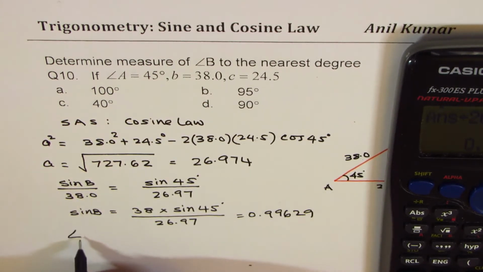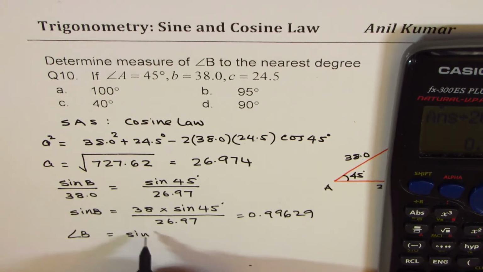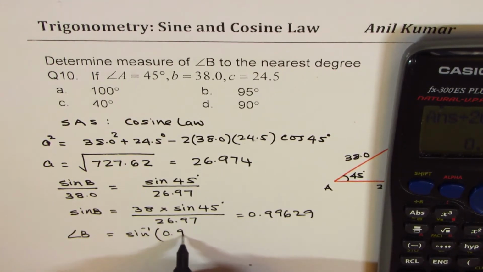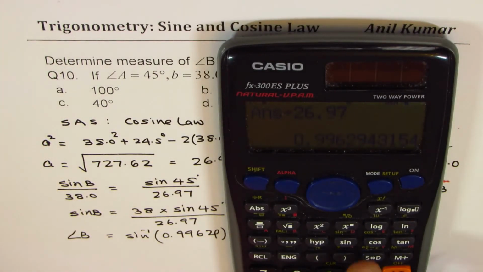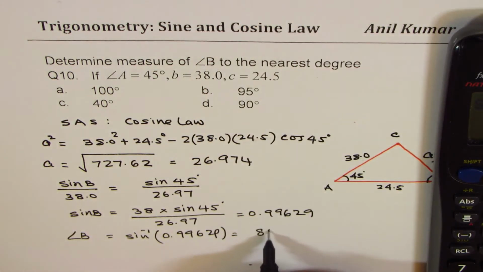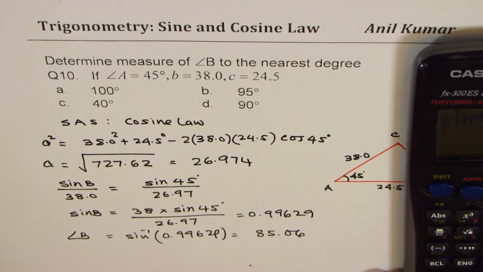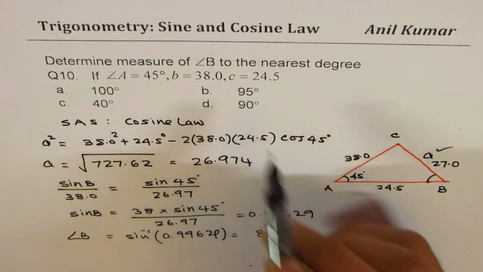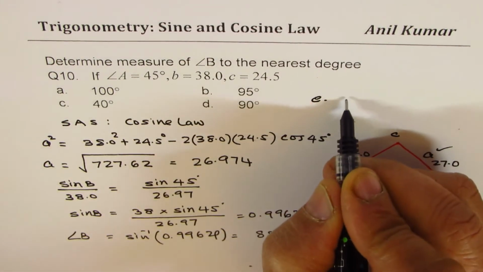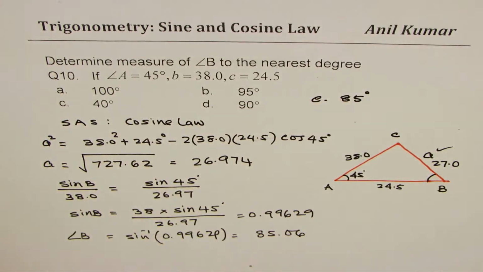We have 0.99629. So angle B is equal to sine inverse of 0.99629. Let's find sine inverse of this. Shift sine inverse of our answer is equal to 85.06. So we get 85.06 as our answer for this particular question. Now that is not a choice really. So let me write down E, which is 85 degrees, as the correct answer. So there might be some typing error here.